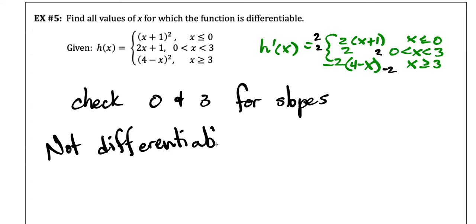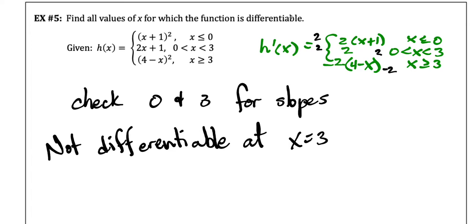Horrible word to write, I know. Not differentiable automatically at 3. x equals 3. Yeah. Okay, x equals 3. Now, these two having the same slopes, here's the other annoying fact: this doesn't mean it's differentiable.